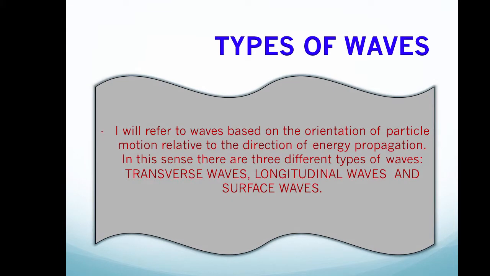Types of waves. I will refer to waves based on how the orientation of particle motion relates to the direction of energy propagation. In this sense, there are three different types of waves: transverse waves, longitudinal waves, and surface waves.